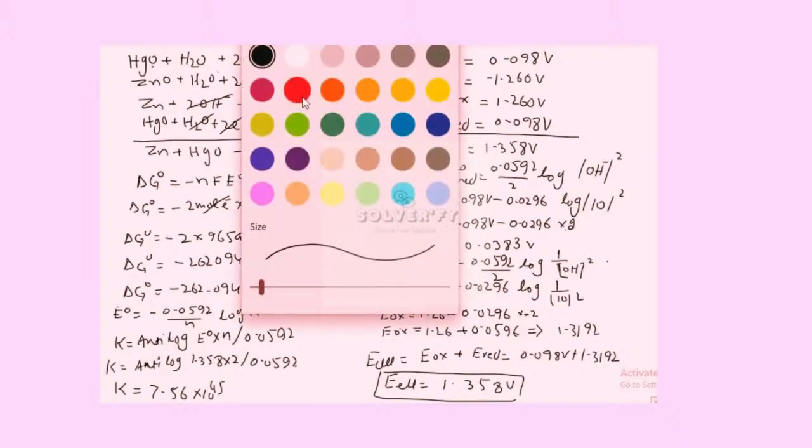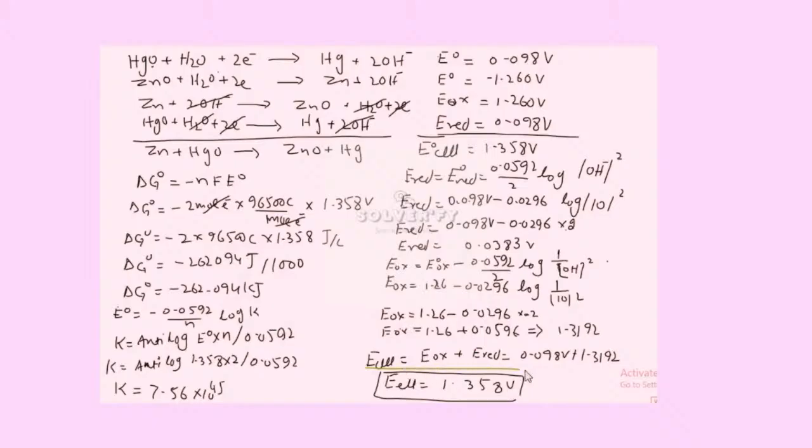These are the required answer to this part of the question, where this is the E naught of the cell, this is the value of delta G naught, and this is the value for the equilibrium constant of the cell.